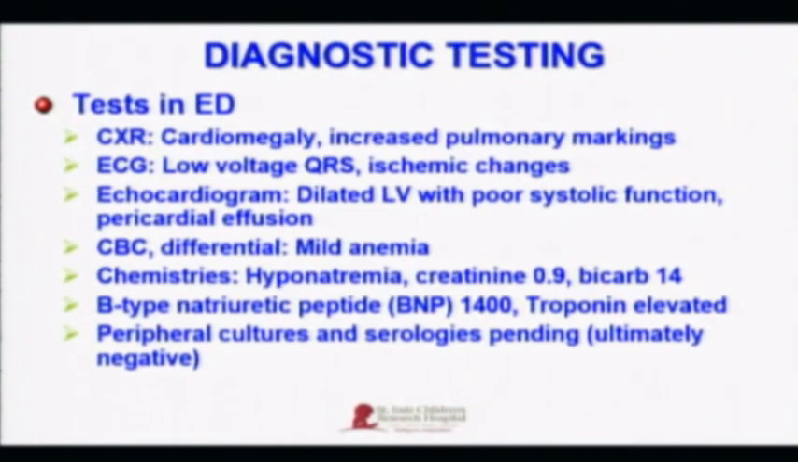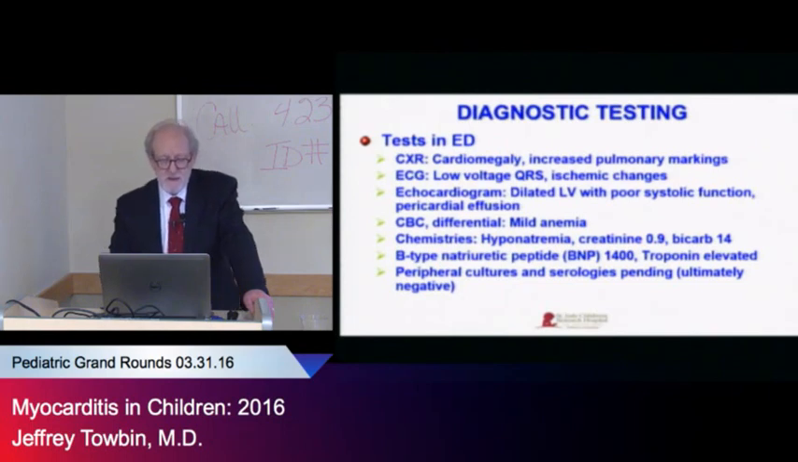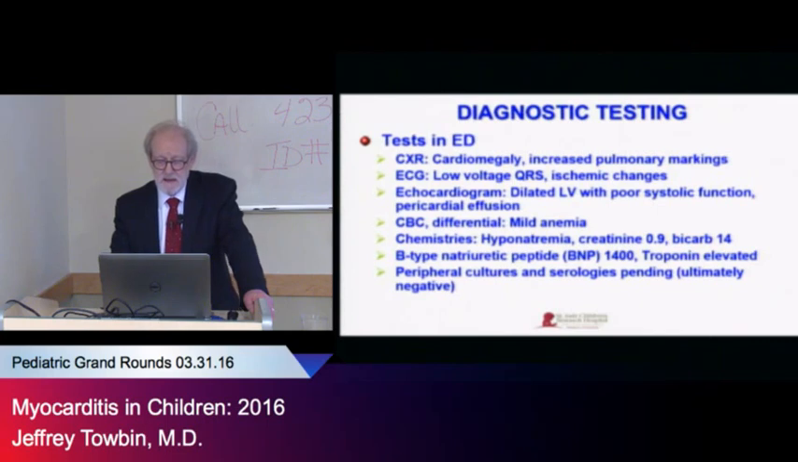So the chest x-ray, cardiomegaly, increased pulmonary vascular markings, low voltage QRS, ischemic changes, an echo that shows what I just mentioned. CBC had mild anemia. Chemistries was hyponatremic. Creatinine was a bit high for a 6-week-old and had low bicarb, so it was acidotic.